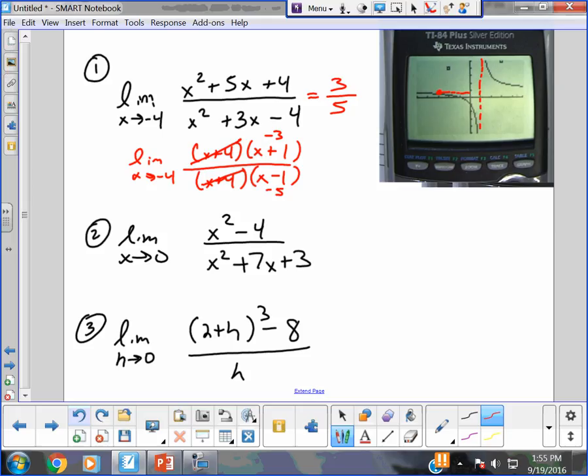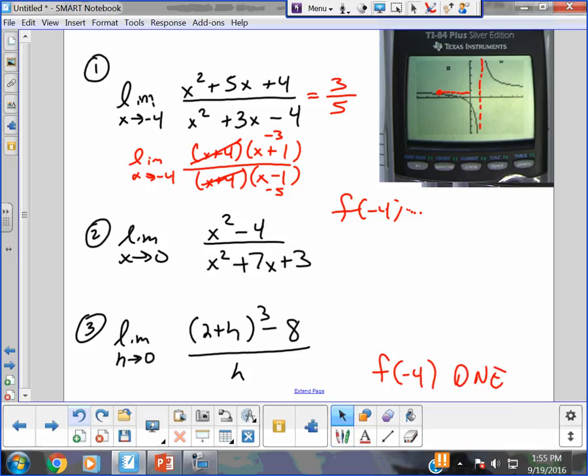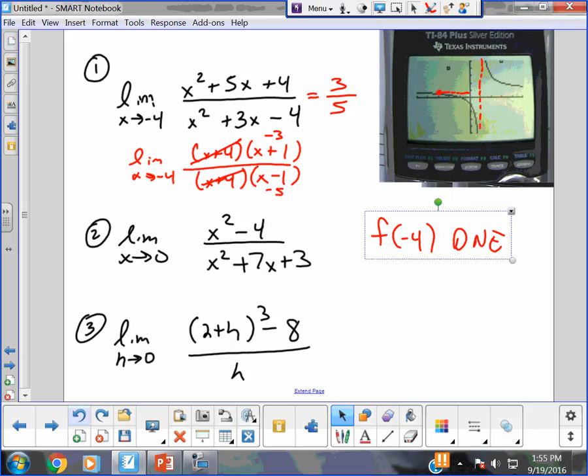So that's the limit of this function. Does it exist? Is there a value of f of -4? No, there's not. F of -4 does not exist. All right? But there is a limit, and there is a removable discontinuity at that point.